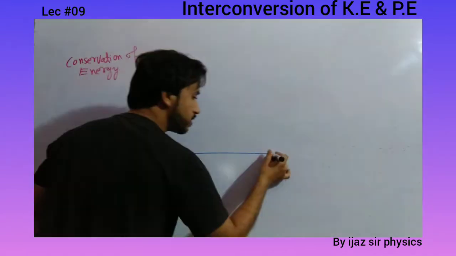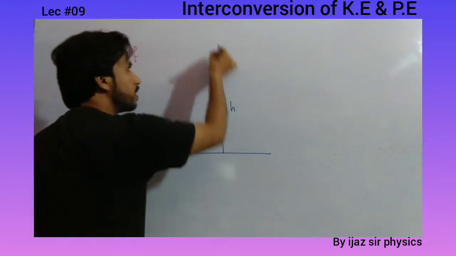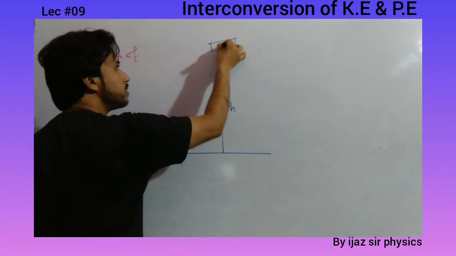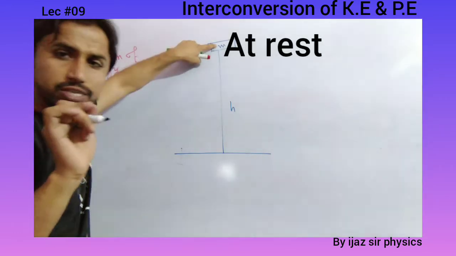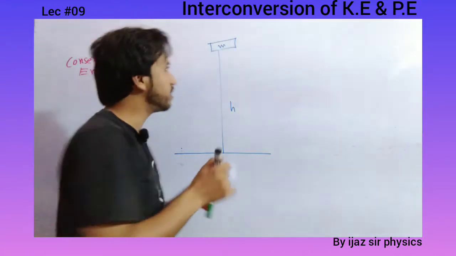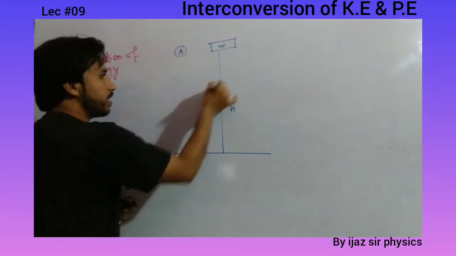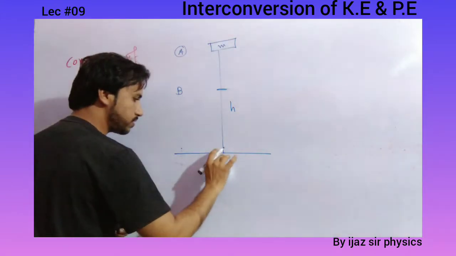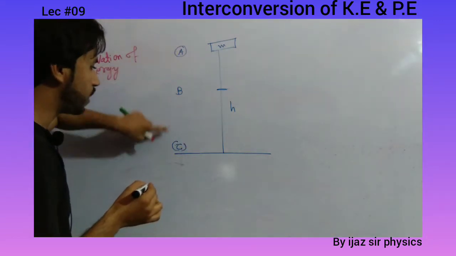Consider this is the surface of earth, at height h. There is an object having mass m. This mass is stationary in this situation, so its velocity is 0 and kinetic energy is 0. This is point A. Here we consider a point B. This is near the surface of earth, point C. We discuss at 3 points: point A, point B and point C.